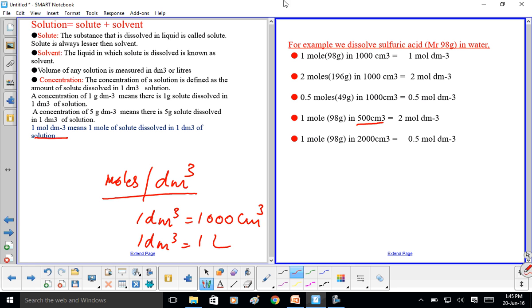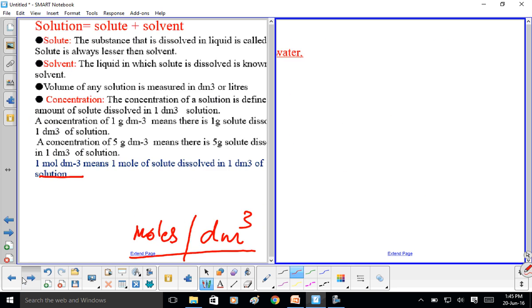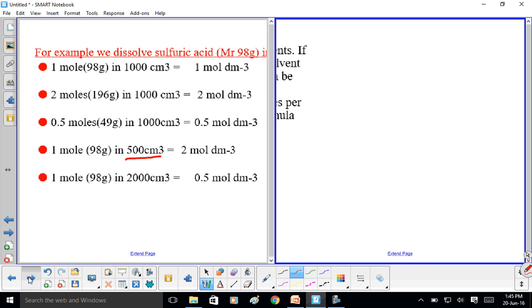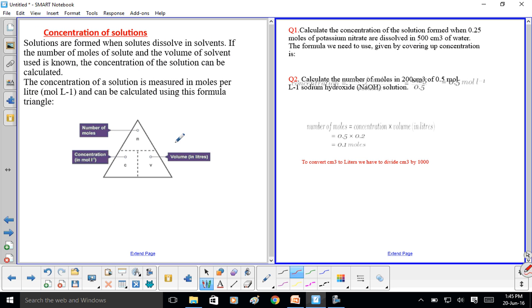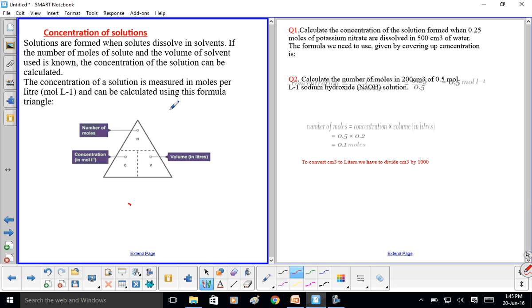The next thing I have to discuss is this one. Next slide. The formula for finding the concentration is C is equal to N by V.